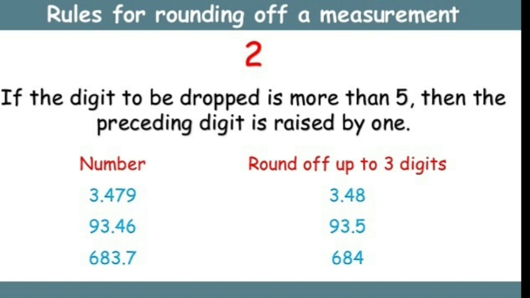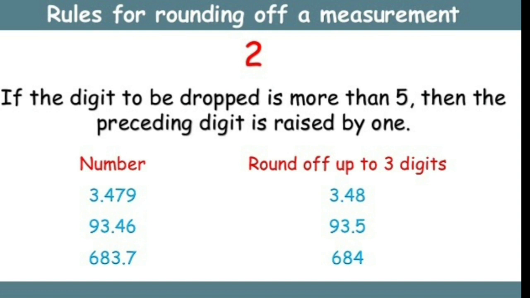Okay, so here the digit to be dropped is greater than 5. So example 3.479. Here the required significant figures is again kept as 3. Here the number to be dropped is 9, which is greater than 5. So what is to be done? The preceding digit is to be raised by 1. Here the preceding digit is 7, so it becomes 8. So 3.48.